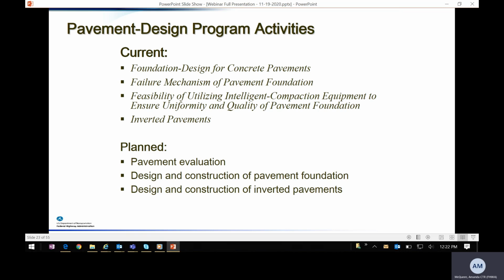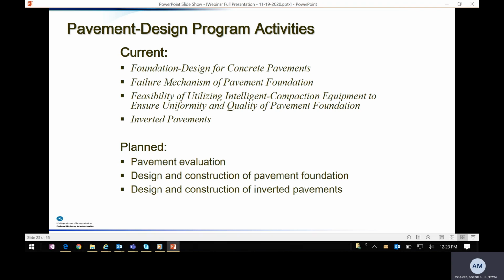And then another project is looking at the feasibility of utilizing intelligent compaction equipment to ensure uniformity and quality of pavement foundation. The focus of this project is making sure that we have a good construction platform before we actually pave, because one of the things that we like to do is have some sort of rolling deflection measurements. But then it occurred to me that if we were to do that later in pavement life, what it would really highlight is the areas that were probably not good to begin with. So the focus of this project is to identify those areas up front so that we don't have these localized bad areas.